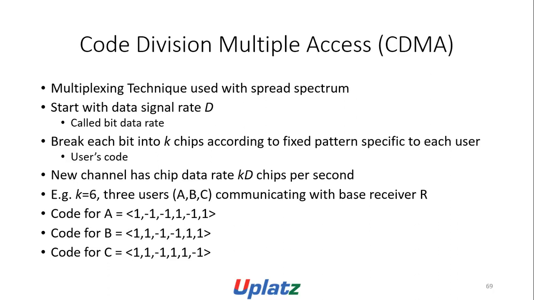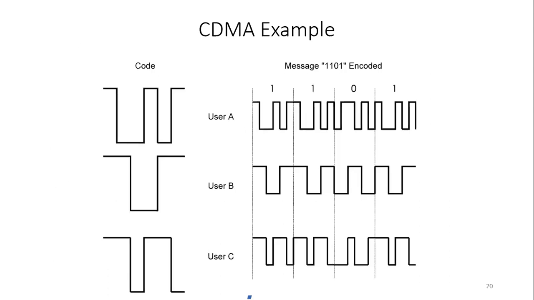Start with a data signal rate D, called the bit data rate. Break each bit into k chips according to a fixed pattern specific to each user, called the user's code. The new channel has a chip data rate of kD chips per second. For example, with k equal to 6 and three users A, B and C communicating with a base receiver, the codes for A, B and C are shown here. The message is encoded by the different users with a different code, as shown in the figure.